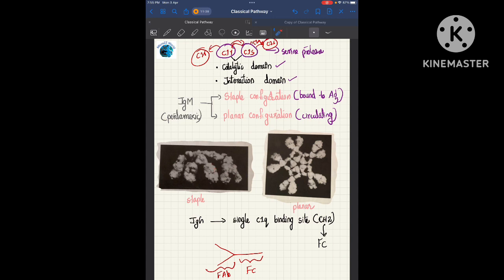Whereas immediately whenever the IgM binds to the surface of an antigen, what happens? It exposes the binding site for the complement. The complement will bind, especially the C1 macromolecule will bind, and further activation of the complement can happen.